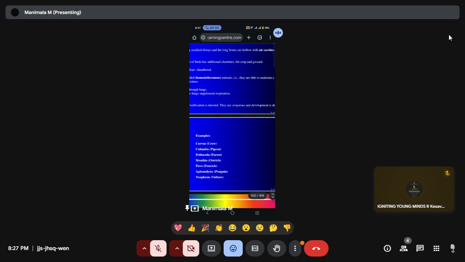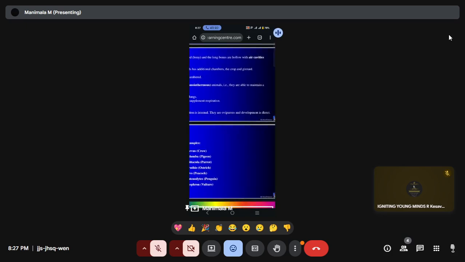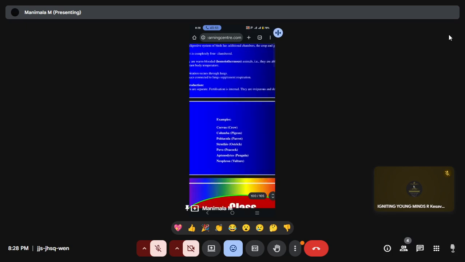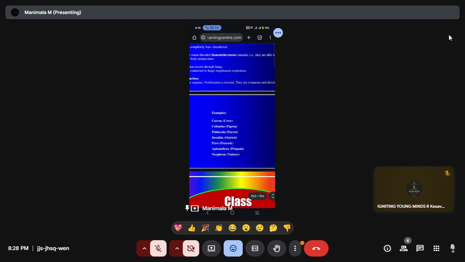They lay the egg, and the development is direct. So this is about reproduction. Some of the organisms are crow, pigeon, parrot, ostrich, peacock, penguin, vulture. Scientific names: crow, Corvus; pigeon, Columba; parrot, Psittacula; ostrich, Struthio; peacock, Pavo; penguin, Aptenodytes; vulture, Neophron.